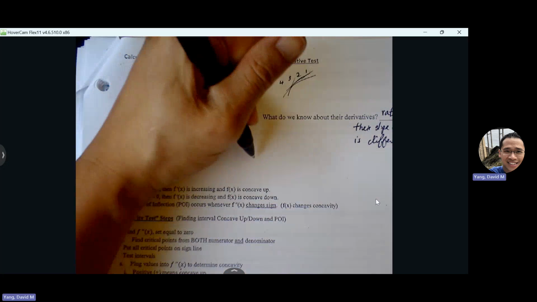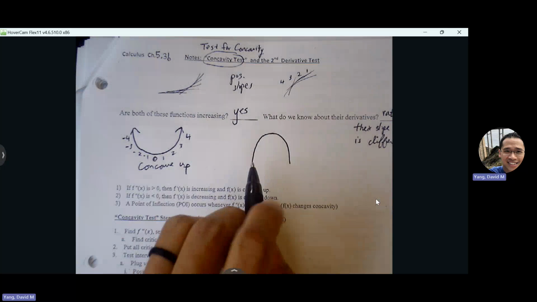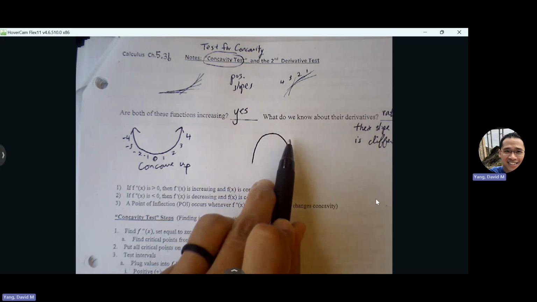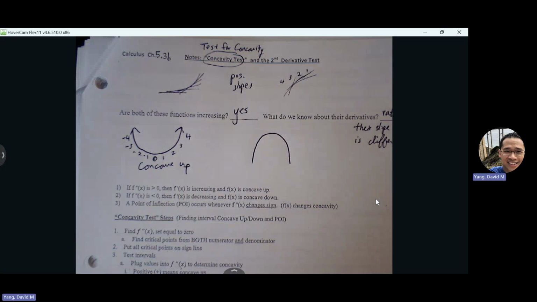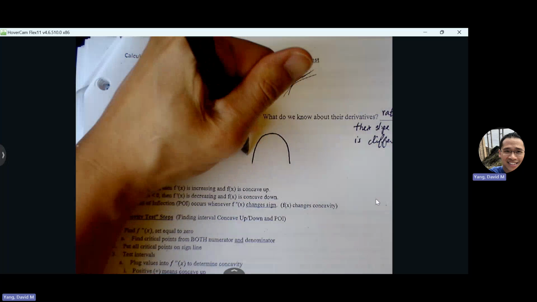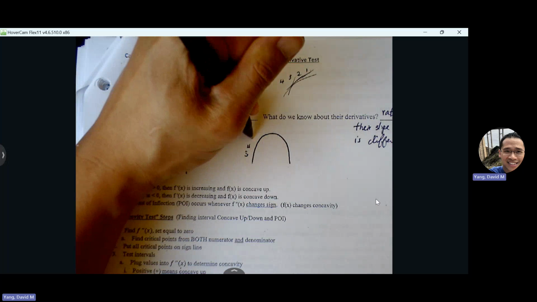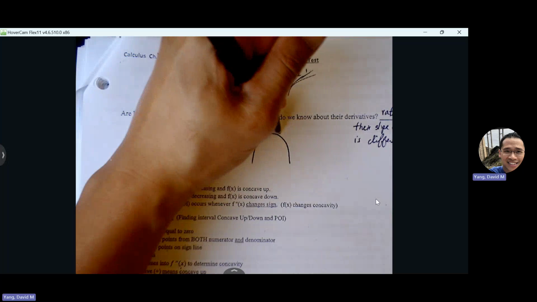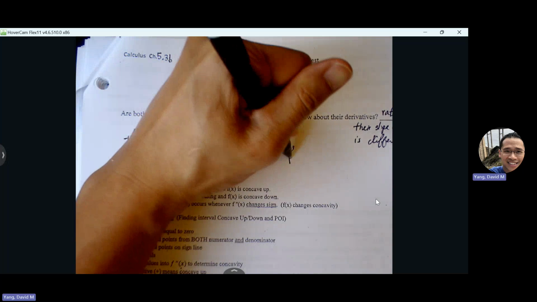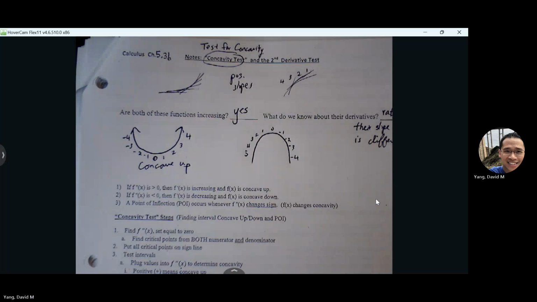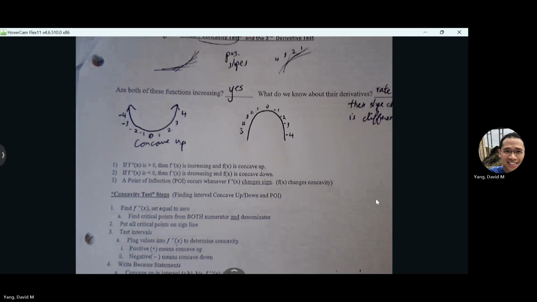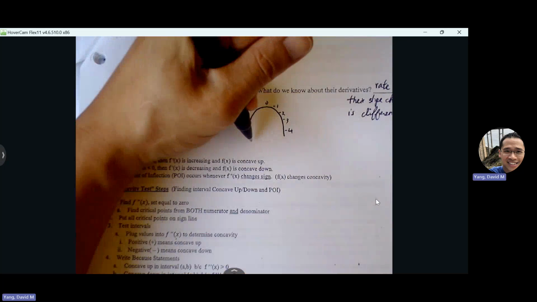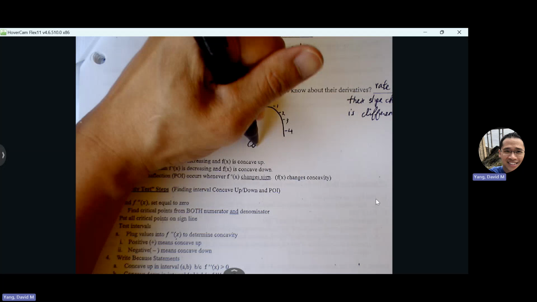Meanwhile, if I have a graph that resembles a parabola opening down, then the slope behavior from left to right is going to be decreasing. So maybe this could be a slope of 5, then slope 4, then 3, then 2, then 1, slope 0, -1, -2, -3. So we consider this graph to be concave down.